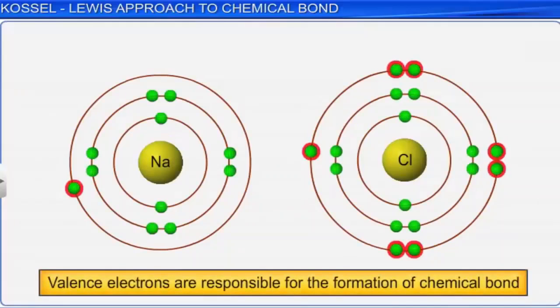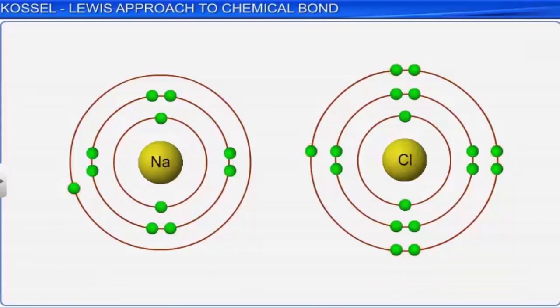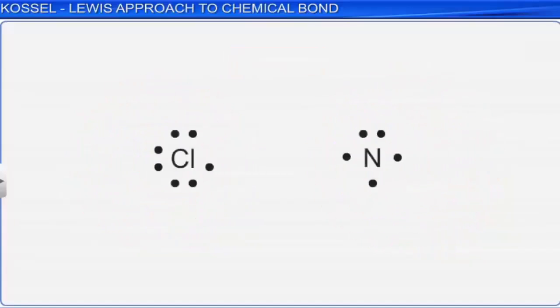Only valence electrons are responsible for the formation of a chemical bond. Except valence electrons, the remaining part of the atom, that is the nucleus with the inner shell electrons, is called kernel. Lewis proposed simple notations to represent valence electrons in an atom. These notations are called Lewis symbols.